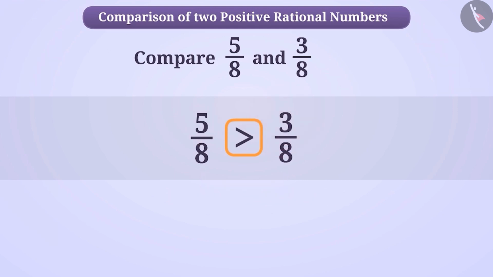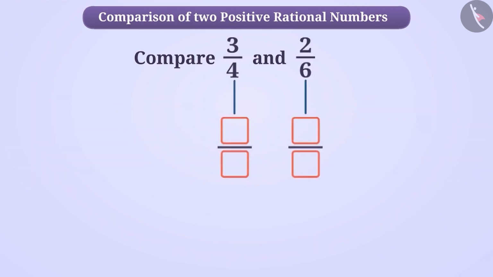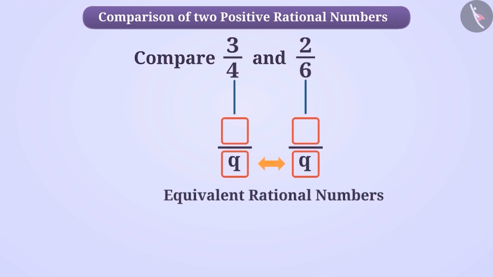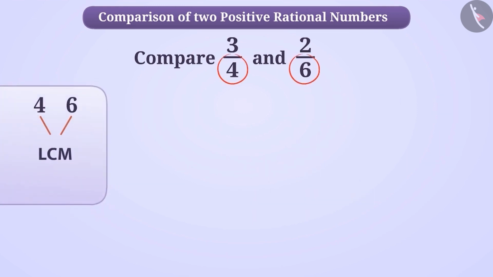Therefore, 5 by 8 is greater than 3 by 8. If the denominator of rational numbers is not equal, then we find an equivalent rational number whose denominator is equal. For example, if we have to compare 3 by 4 and 2 by 6, then first we take the LCM of 4 and 6, which is 12.